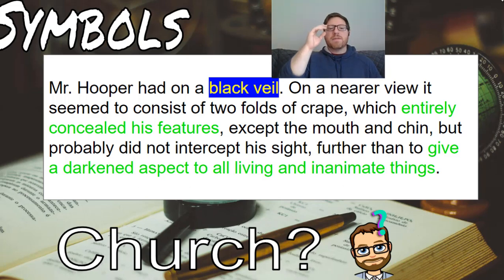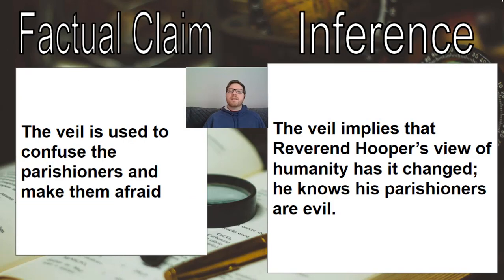But this other aspect, giving a darkened aspect to all living and inanimate things, to me, an even stronger inference that I can make there is that the black veil is a symbol for a change in your view of humanity. That Mr. Hooper no longer has an optimistic view of life and about his fellow brethren, but instead has a very sinister view, because now he's looking at everybody as if they're darkened, because maybe he knows what their true natures are, and that they are a darkened people, that they are sinful, even more so than he would have thought before.